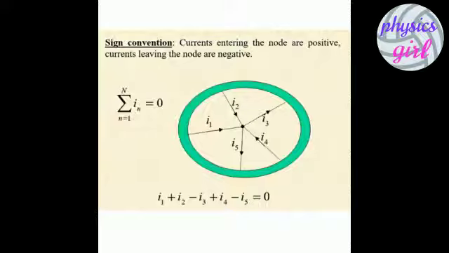Current I1 is towards the junction, that is plus I1, and current I2 is towards the junction, that is plus I2. The current I3 is away from the junction, that is minus I3, and the current I4 is towards the junction, that is plus I4. Current I5 is away from the junction, that is minus I5.